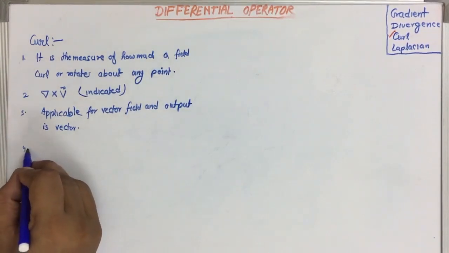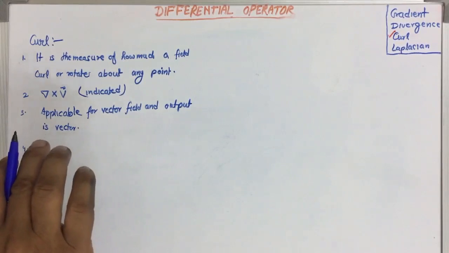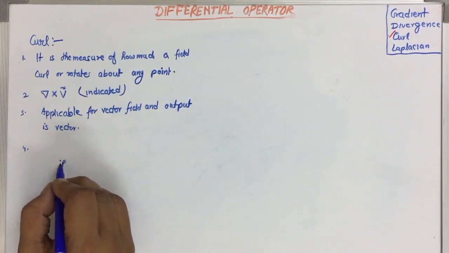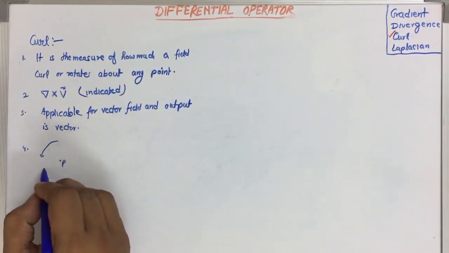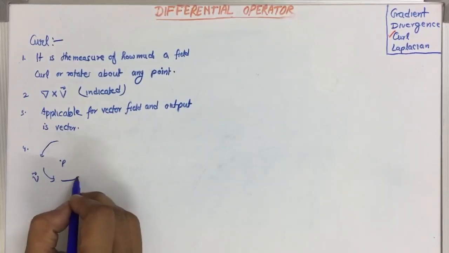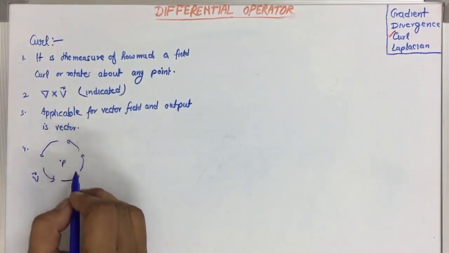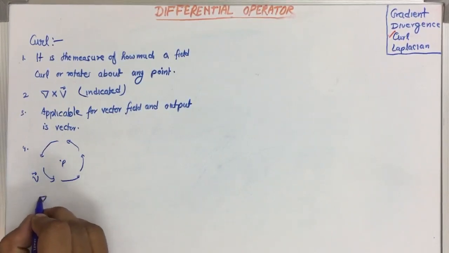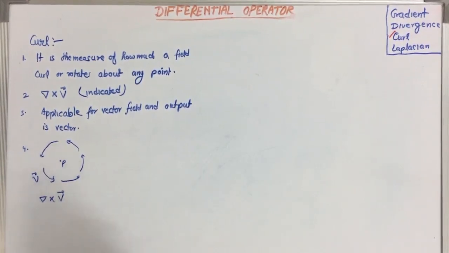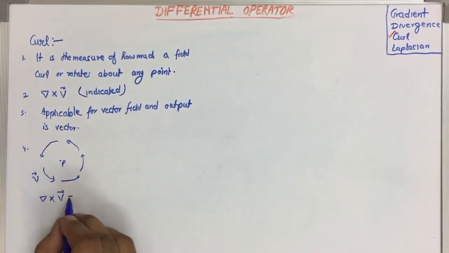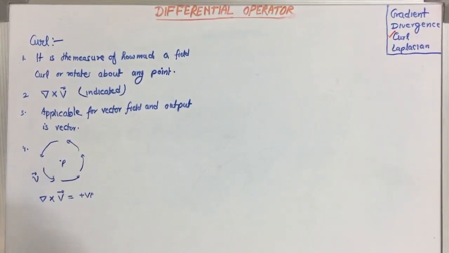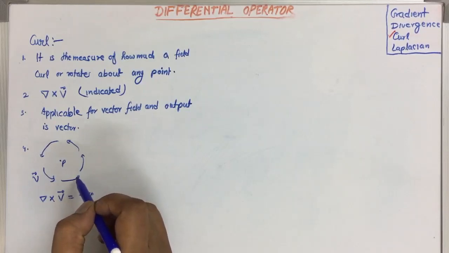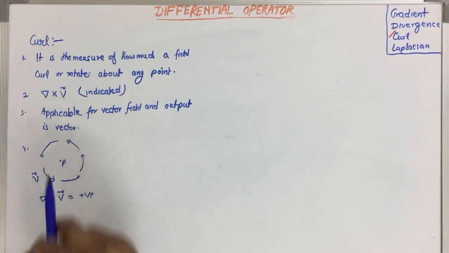Finding the curl means we are trying to find the rotation of the field about any point. Suppose this is one point and any field V is rotating anti-clockwise, then the curl of the field is considered as positive. We are trying to find the rotation of the field about any point.